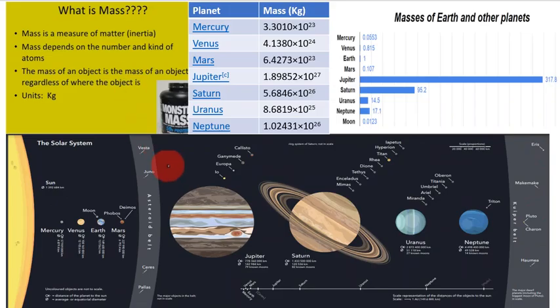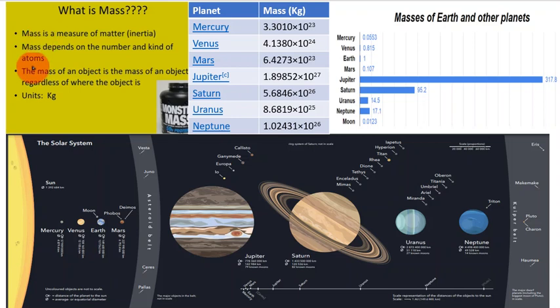So the first property we look at is mass. First of all, we need to understand what exactly mass is. Mass is a measure of matter, or inertia. Matter, if we remember, is made up of different types of atoms, and those atoms are made up of protons, neutrons, and electrons. Atoms have mass, and that mass comes from the protons and the neutrons present in the nucleus of the atom. So that's where mass comes from.